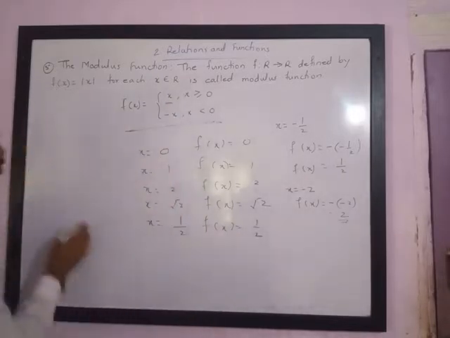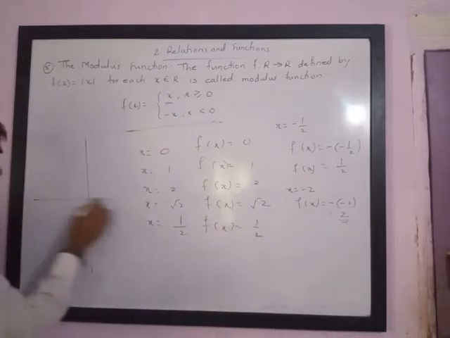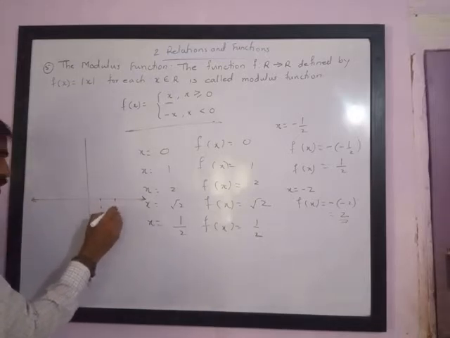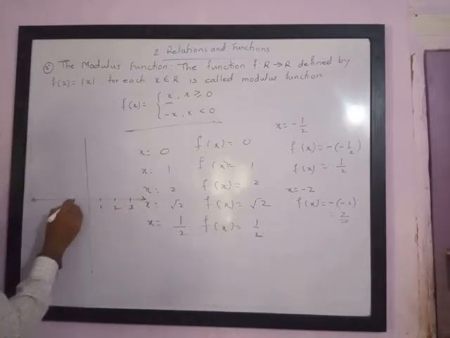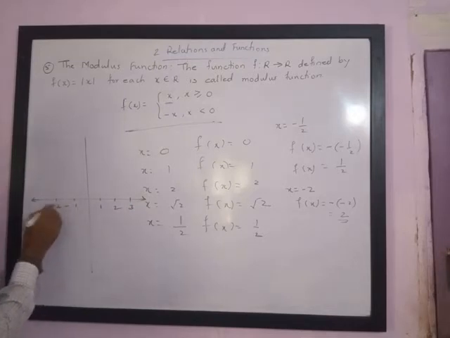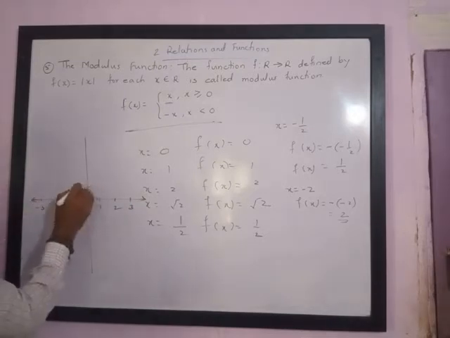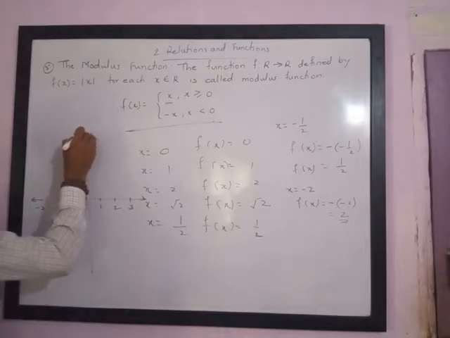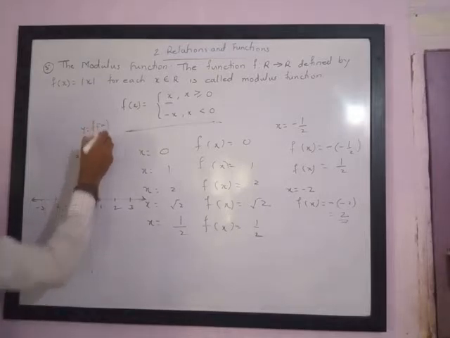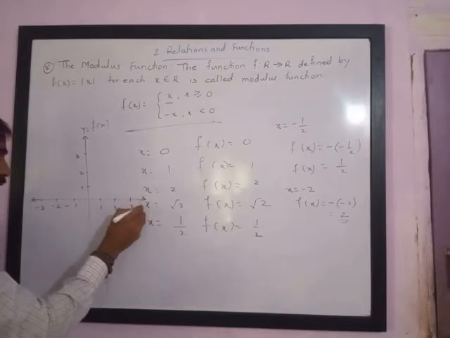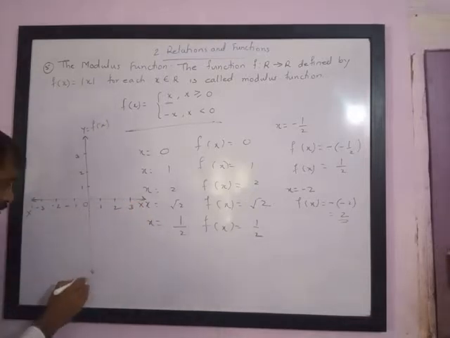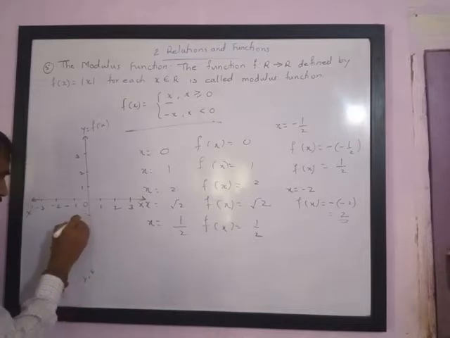Now, if you try to plot the graph of this, we know that on this side it is positive 1, positive 2, positive 3. On this side it is negative 1, negative 2, negative 3. On this side again it is positive 1, 2, 3. This is the y-axis, which is f of x, and this is the x-axis. Downside we will have negative values.